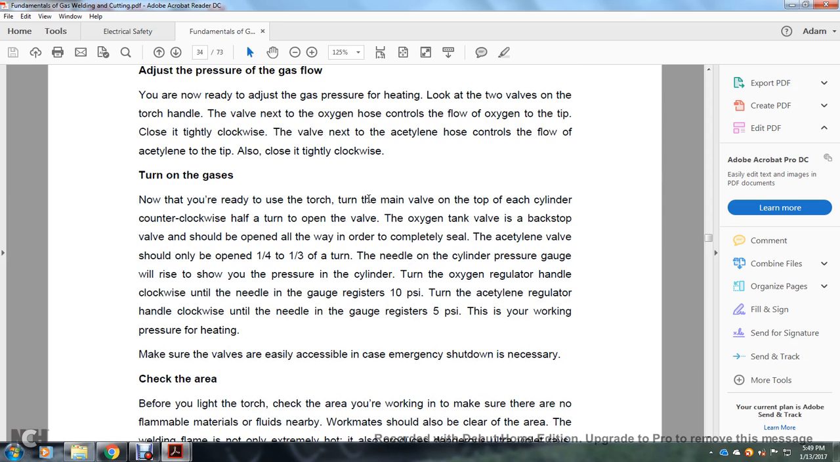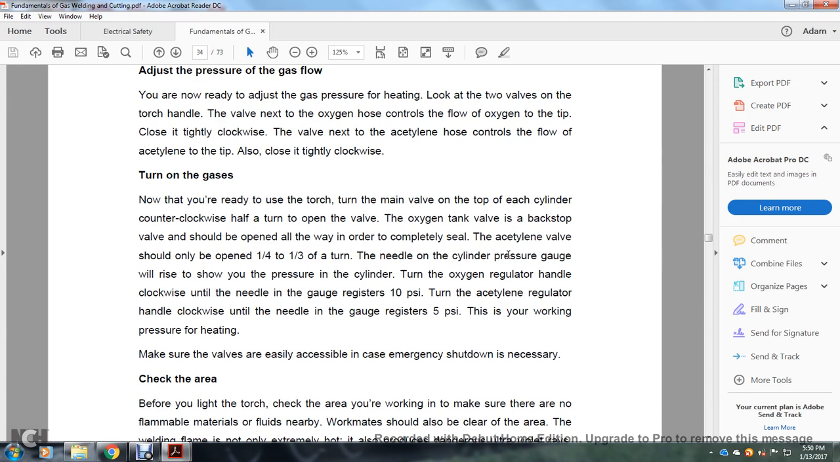Turn on the gas. Now that you are ready to turn on the torch, turn the main valve on the top of each cylinder counterclockwise half a turn to open the valve. Then the oxygen tank valve and the backstop valve should be opened all the way in order to complete the seal. The acetylene valve should be opened a quarter to a third of a turn.